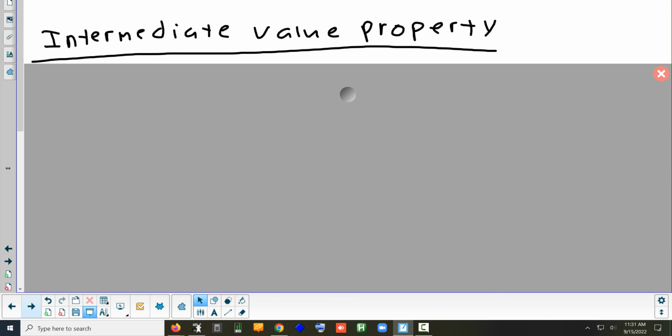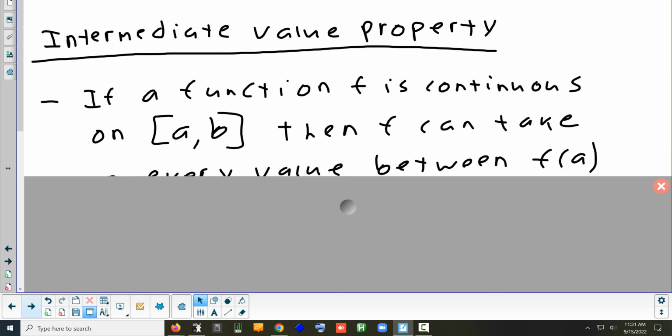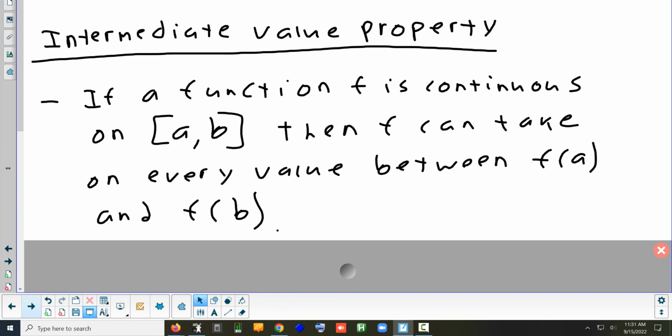Explained simply. So now let me give you kind of a more mathematical way to explain it. If you have a function that is continuous on an interval between a starting value and a stopping value, then you will go through every single y value between f of your starting value and f of your stopping value.